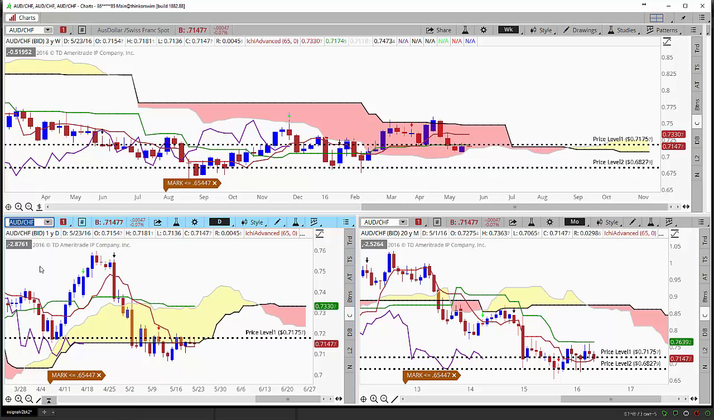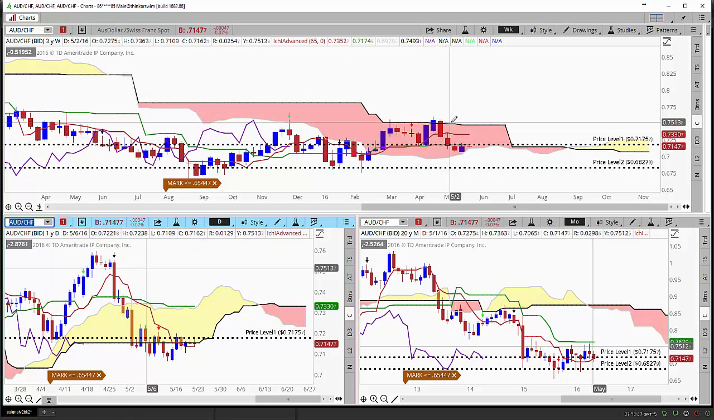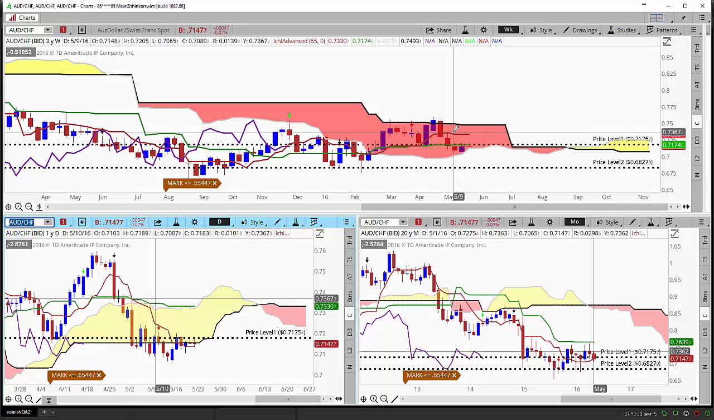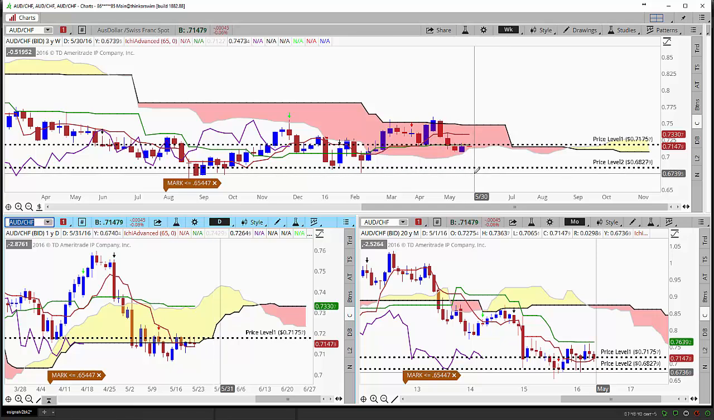Australian Swissy is the next one here. This one's in the cloud on the weekly time frame, so the sentiment is still consolidation. However, it has a high probability of changing to bearish because it's very close to the bottom of the cloud. The major resistance holding this thing down is 71.75. That's basically controlling the probabilities towards the bearish side.